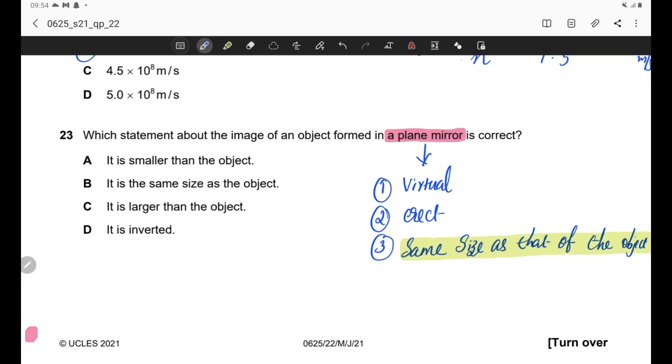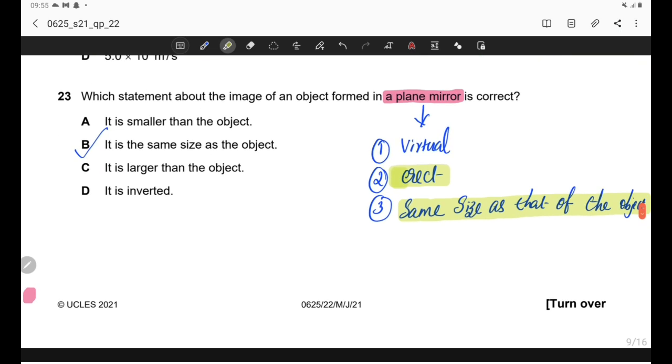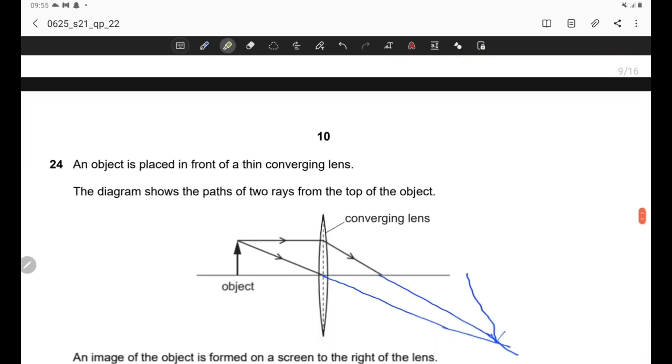Option B says it is the same size as the object. And yes, that we have already seen. Let's check other options too. Option C says the image is larger than the object. That is wrong because it will have the same size. And it is inverted? No, the image will be erect, not upside down. Correct answer is option B.